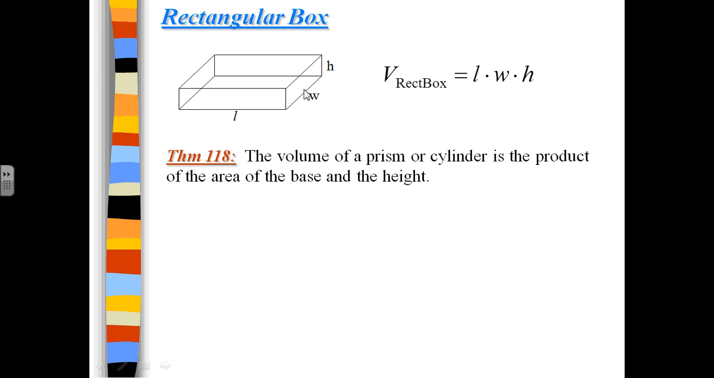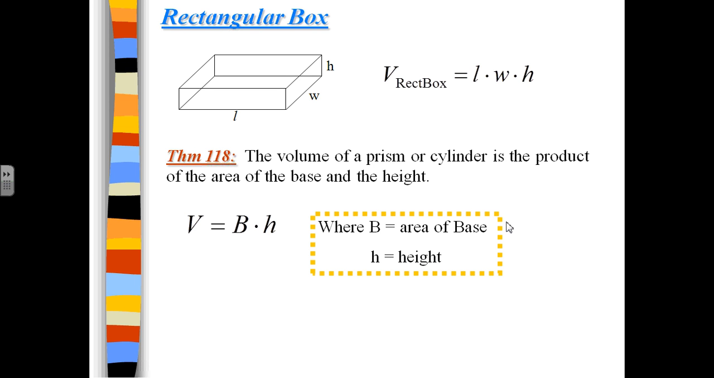Well, if we apply that to the rectangular box, if you look here and we call this bottom shape right here the base, well, the area of that is length times width, and then we're supposed to multiply that by the height. Well, there you go, length times width times height. So it does fit, it's just that we don't typically think of it in that manner.